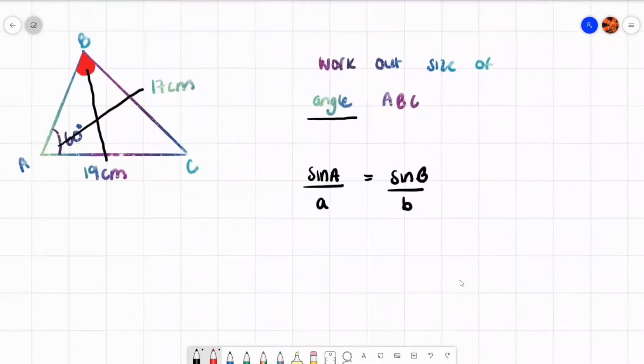Okay, so sine A is your angle that you want, or the other way round, it's up to you. So you can see here A is 60, isn't it? So I'm going to say sine 60. The little a means the side opposite, which is 17. Sine B is what I want, over the opposite, which is 19.